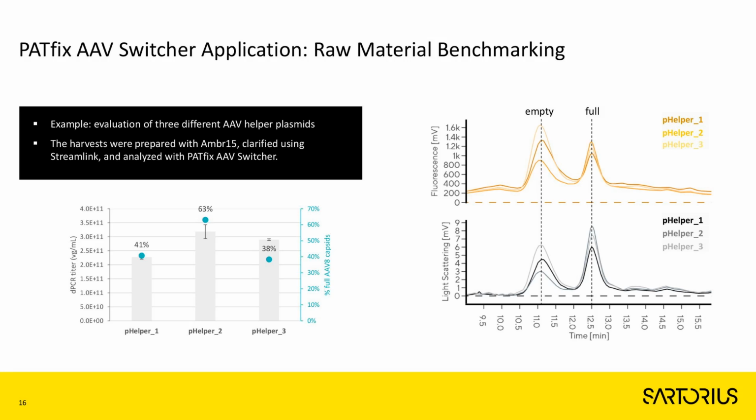So what this slide is showing is an example of one of our screenings where we tested 3 different helper plasmids. On the graph on the left, you can see dPCR titer as well as percent of full coming from PATfix AAV Switcher. On the right side, you can see a graph with chromatograms coming from fluorescence and light scattering detectors. From this simple screening, it was clear to us that the best choice was helper plasmid number 2. And I'm going to show some more data done with this plasmid.